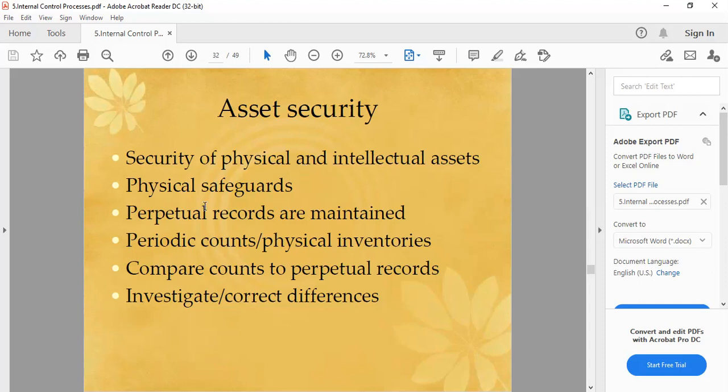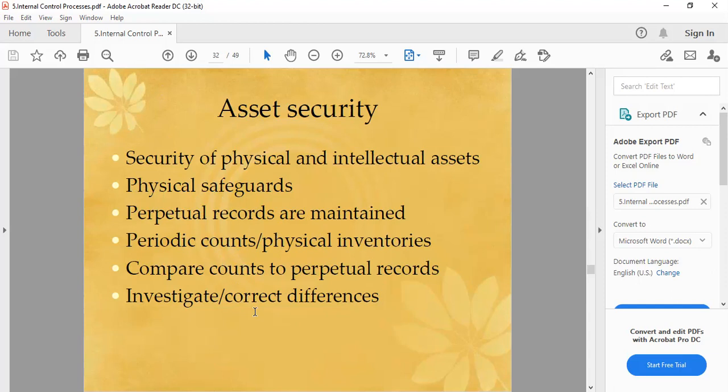And as explained, we have the physical safeguards. Perpetual records are maintained, so continuous updates of our records should be maintained. Then there should be counts which are periodic, most especially with the physical aspect of that. Under IAS 2 Inventories, we have to conduct counts at least annually, although we can go beyond that, but then again, think of the cost-benefit principle. Then our count should be compared to the records so that we'd be able to check any differences.